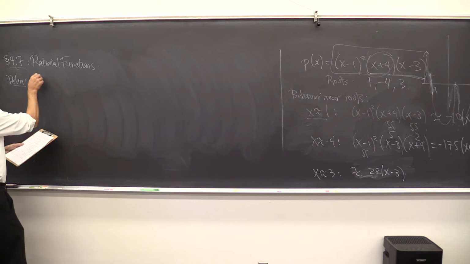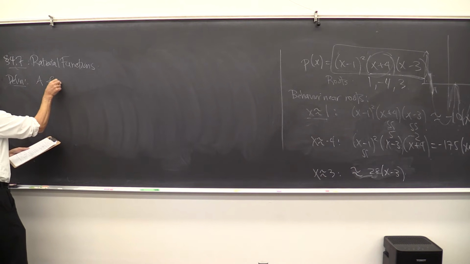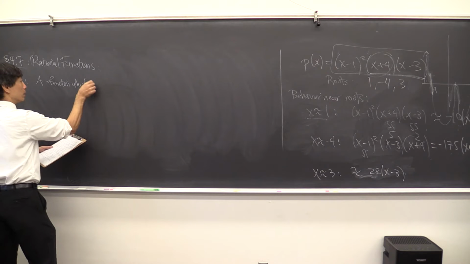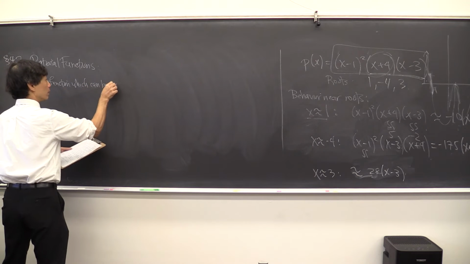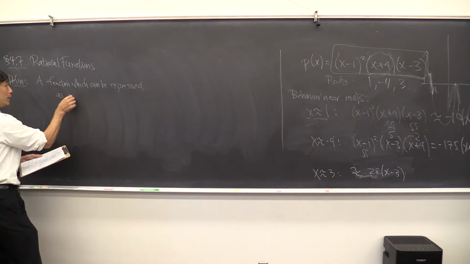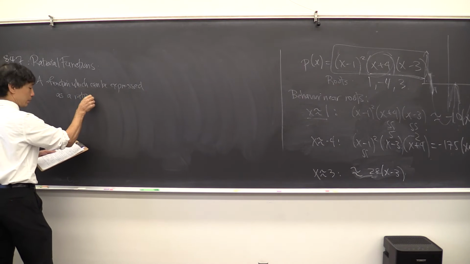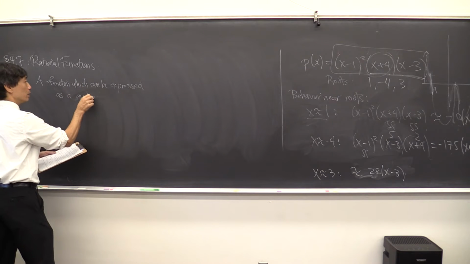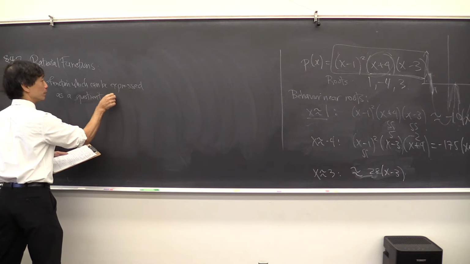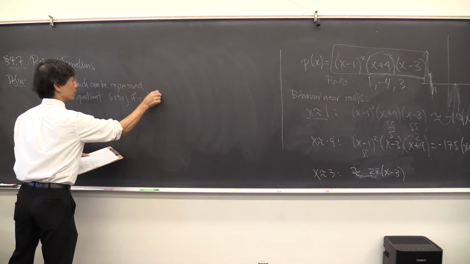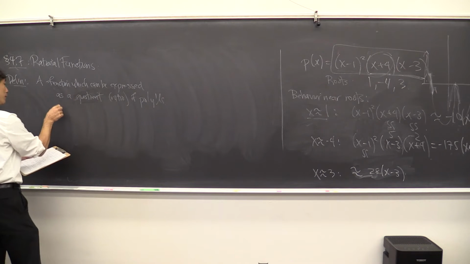Okay. So any function which can be expressed as a ratio, let's say quotient, but really it's a ratio of polynomials, is called a rational function.